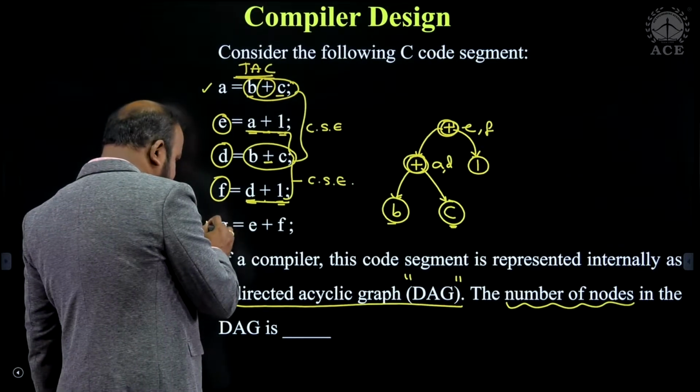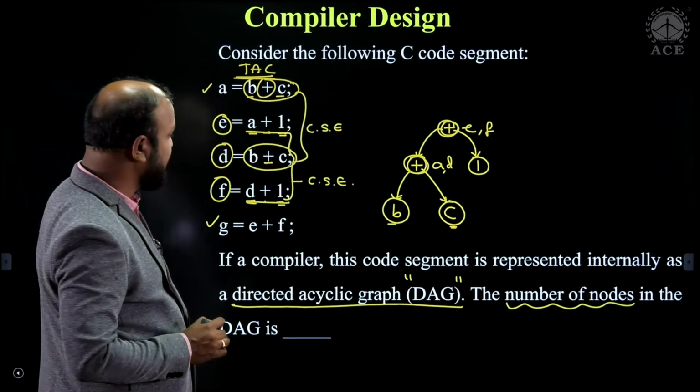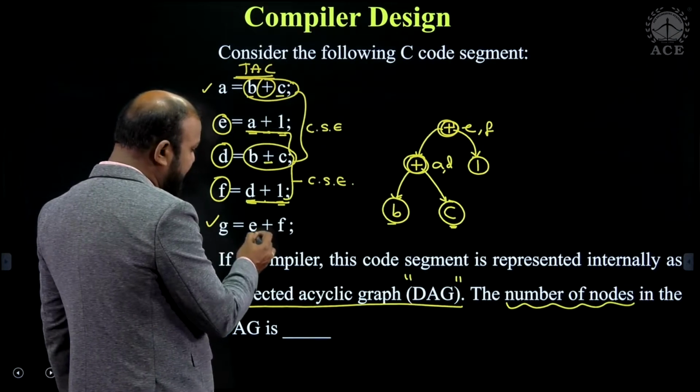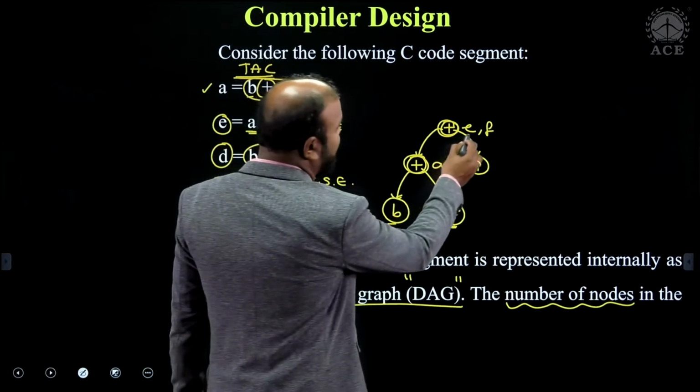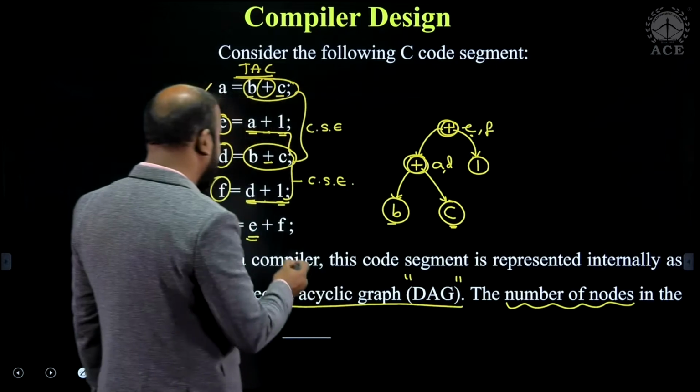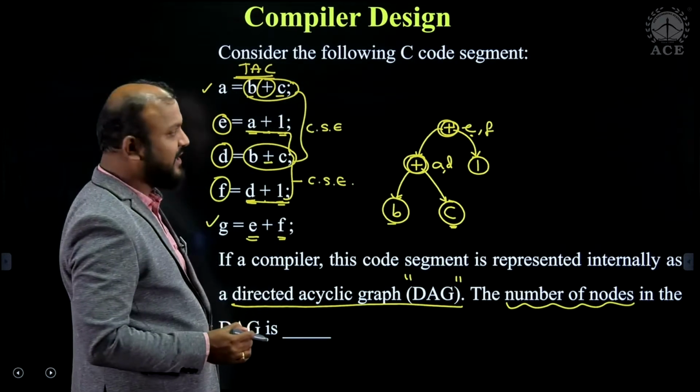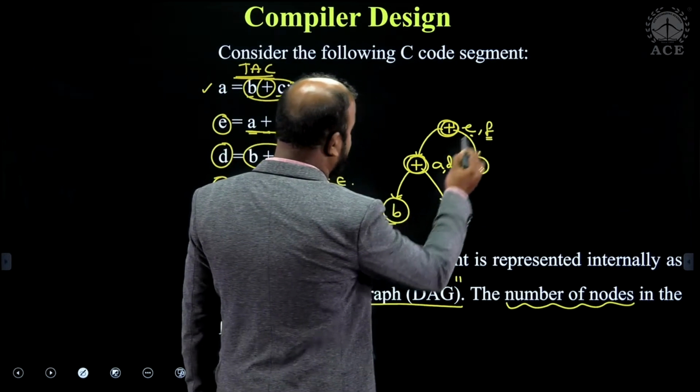And the next statement, G equal to E plus F. Create a node E if it is not already there, but we do have a node E. Create a node F if it is not already there. We have a node F.